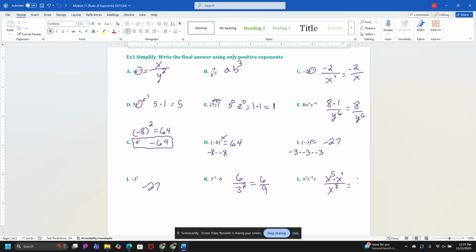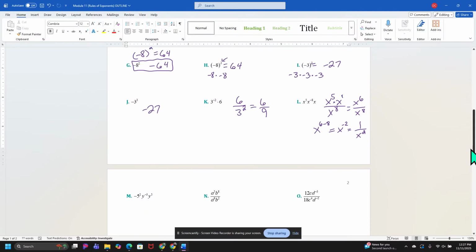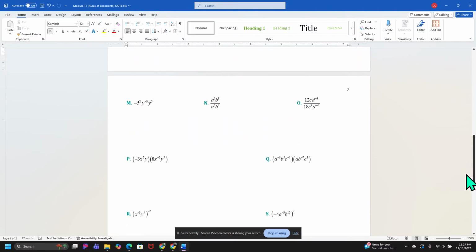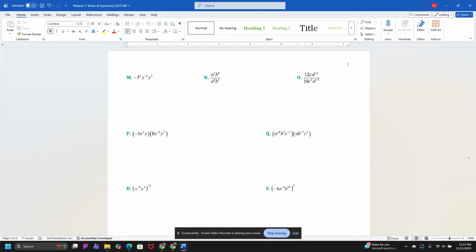When we're multiplying exponents, we can add. And then when we divide, we subtract the powers. So this would be 6 minus 8, which is x to the negative 2, which leaves us with 1 over x squared. Okay, so a few of the rules were applied there on that one. So let's look at this a couple more, and then I think you all will have it.